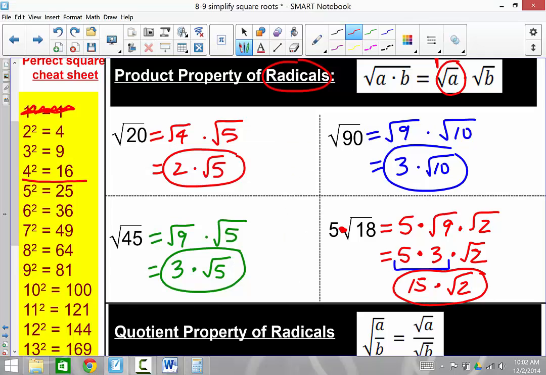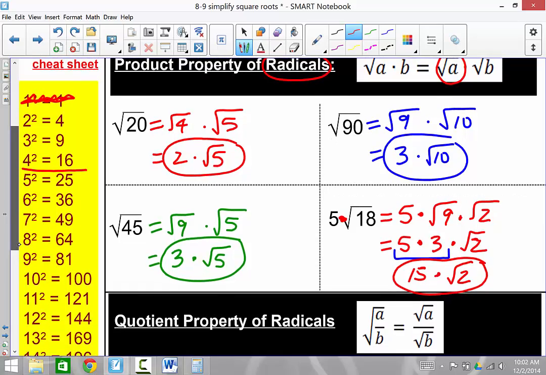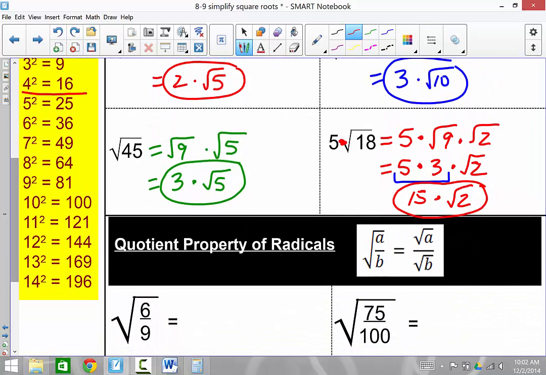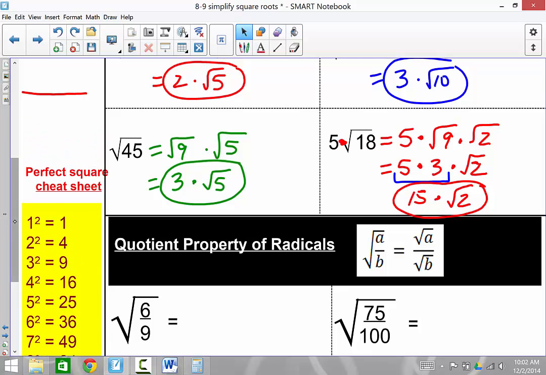Okay, so that's the product property of radicals. And we're going to use this property on our next property here, so keep that in mind. If you have questions about it, please make sure you're asking. Okay, let's take a look here. Whoops. I'm going to drag this down so we have this in our view here.